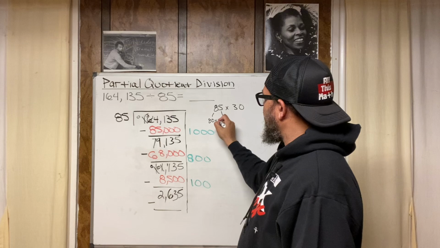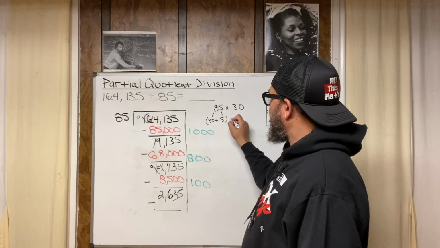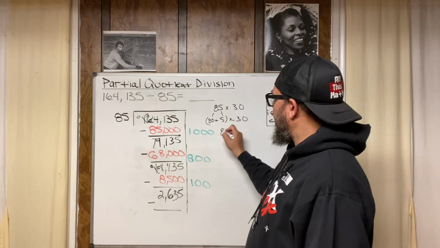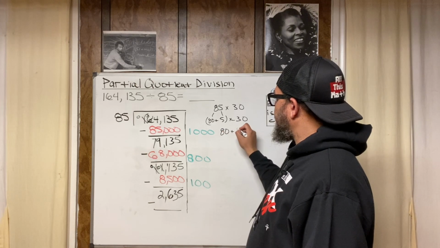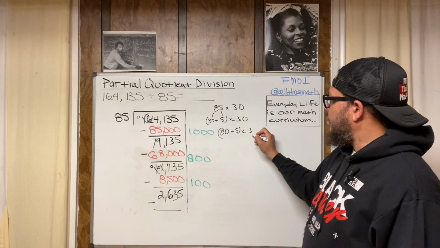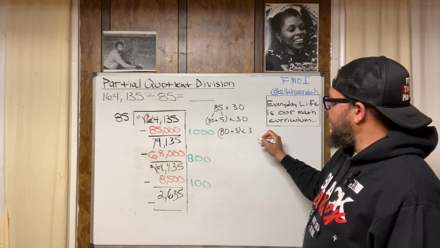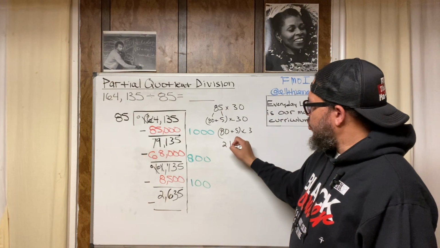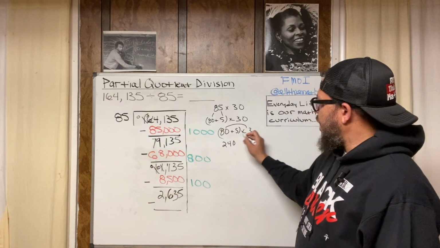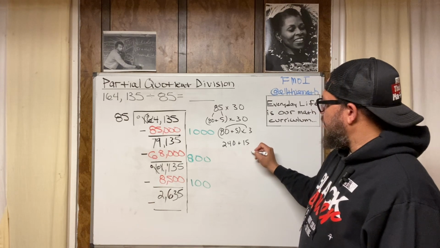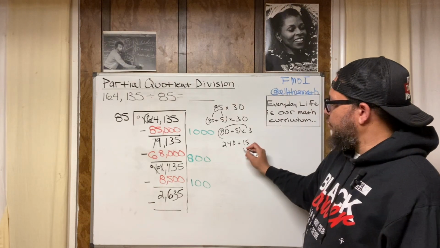I do 80 plus 5 times 30, right? So then I do this. I do 80 plus 5 times 3, right? And then I'm going to multiply that by 10, right? So what's 80 times 3? 240. What's 5 times 3? 15, right? And then what's 240 plus 15?